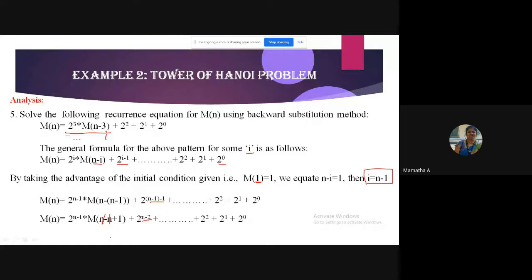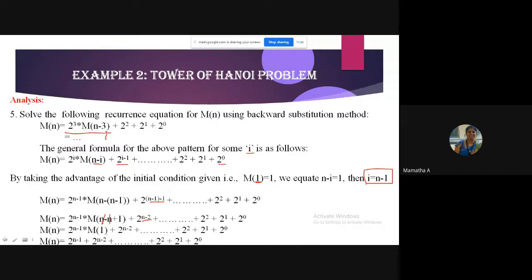Now, what is m of 1, students? As you all know, m of 1 is 1. So the final equation is m of n equals 2 power n minus 1 plus 2 power n minus 2, and it goes on till 2 power 0.